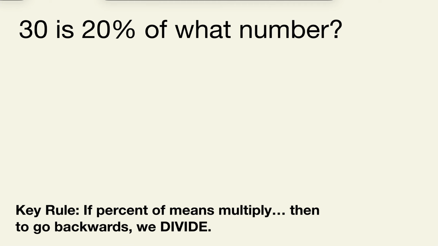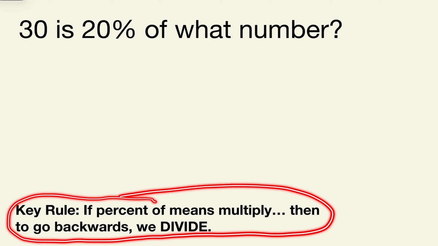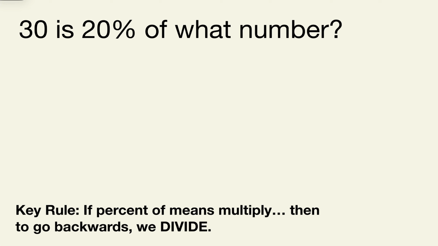Now, there's a key rule I wish you would pay attention to as we're going throughout this lesson, and that is if percent of means multiply, then to go backwards, we divide. All right, so let's go ahead and solve problem or question 1. 30 is 20% of what number?